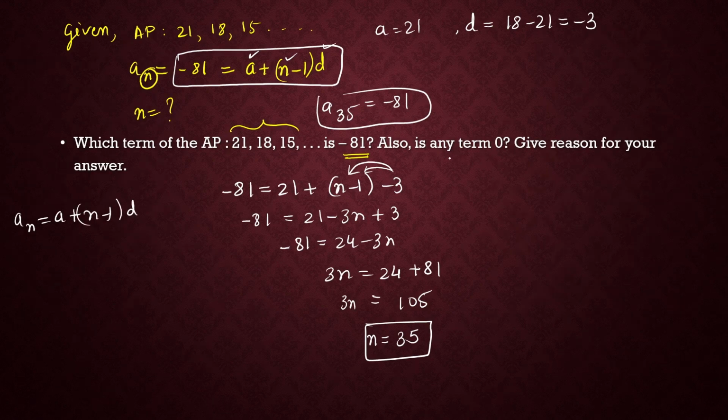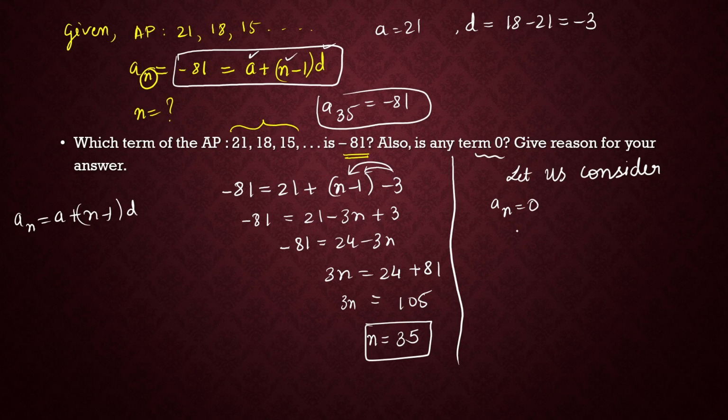Now, also is any term 0? So they're asking that does a0 exist in this AP? So in order to find this out, let us consider the value of an is equal to 0. I'm just considering the value of an as 0. I'll have to find the value of n here. Or I'll consider am.